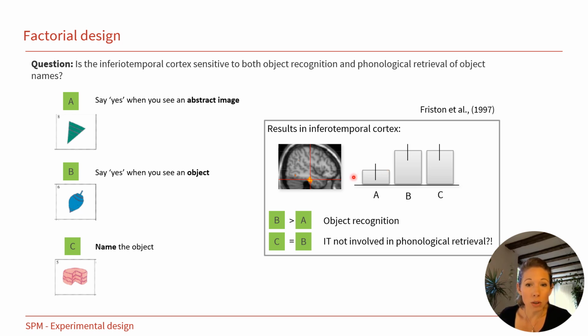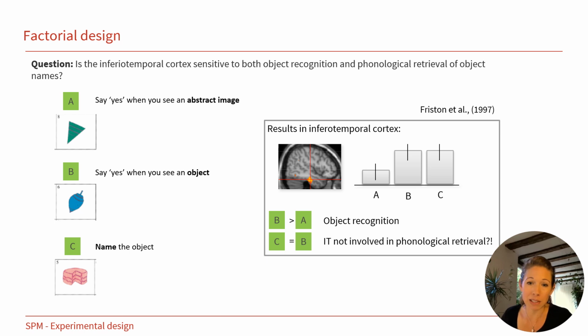Now, this is the result. When they plotted the BOLD response in this area, they would see an increase in activation between just seeing an abstract image versus seeing or recognizing an object, but there was no difference in activation between object recognition and naming the object. So falsely, one could conclude, okay, this brain region is not involved in phonological retrieval of objects.